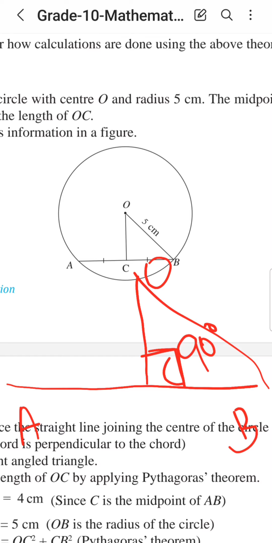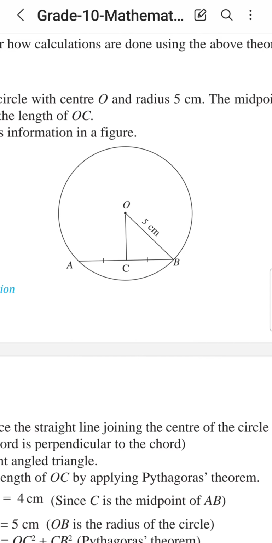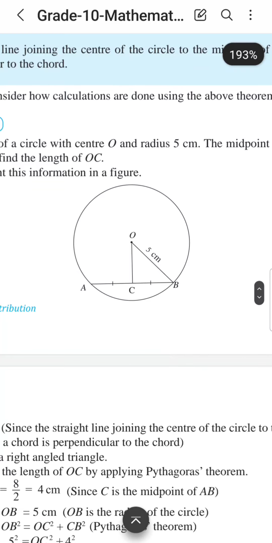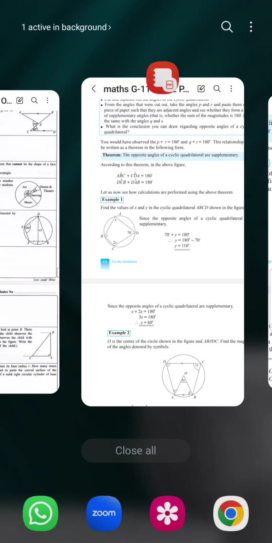So when we draw a straight line from the center to the midpoint of a chord, it lies perpendicular to the chord. So this is theorem number 2. According to those two theorems, we can reach a conclusion for this question.